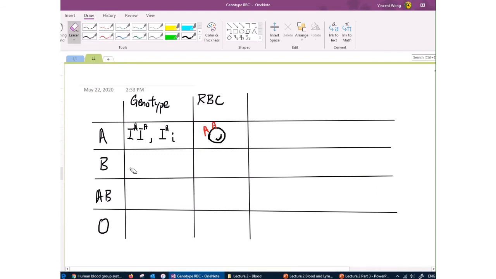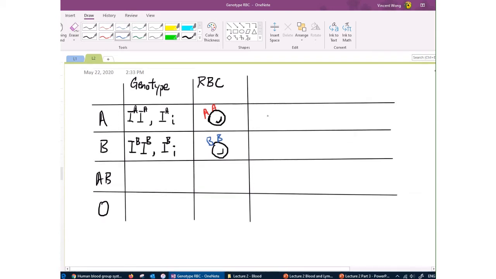So if you can make the antigen A, then you are going to be type A in this case. So similarly, for someone who is type B, their genotype is going to be IB, right? And it can also be IB small i. So being IB or IB small i means you will have the ability to make the antigen B and put it on the surface of your RBC, and that will make you a type B person.